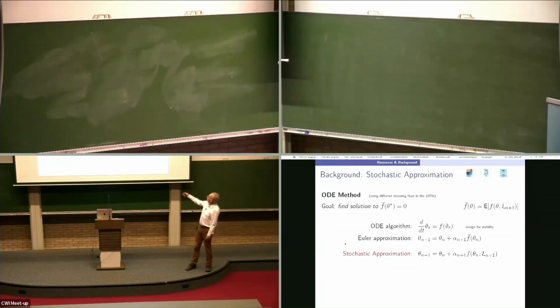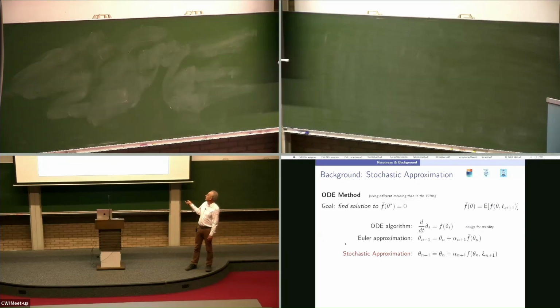Now this point of view here, it says here, ODE method, using a different meaning than in the 70s. The idea of looking at the ODE and then coming up with a stochastic recursion, that was a point of view in Russia in the 70s. But then unfortunately we looked at this backwards. So in the West, basically the dogma was you look at a complex algorithm, you come up with an ODE approximation and use that for analysis. No. It was a mistake all along.